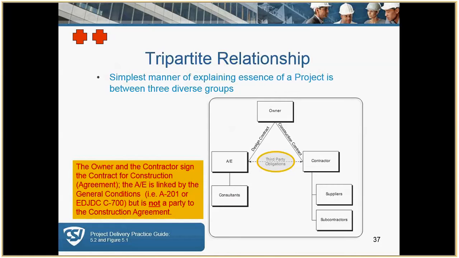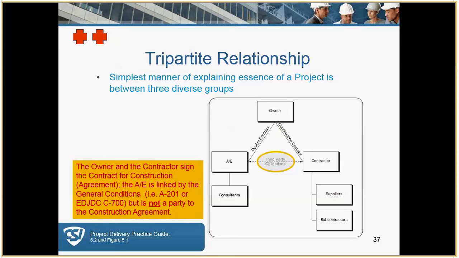So, and this also has to do with contractual relationships. The owner and the contractor sign a contract for construction, which is known as the agreement. The AE is linked by the general conditions, which is A201, but is not a party of the construction agreement. So we have two contracts in this tripartite relationship. We've talked about this in 2 previous presentations. So again, this shows the importance of understanding that relationship.